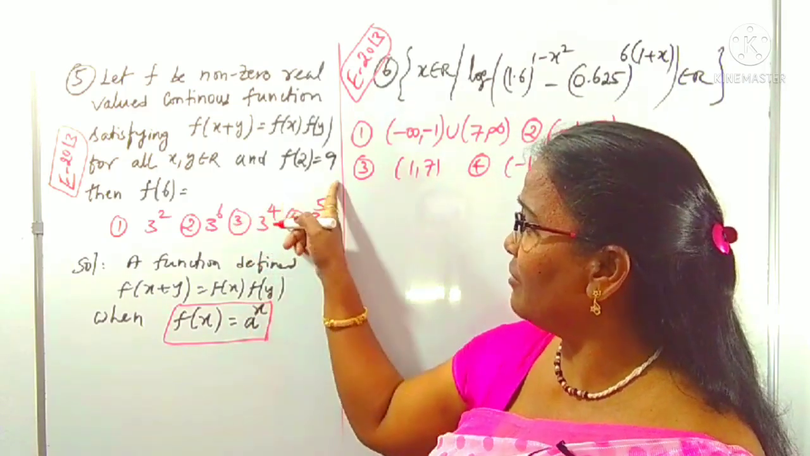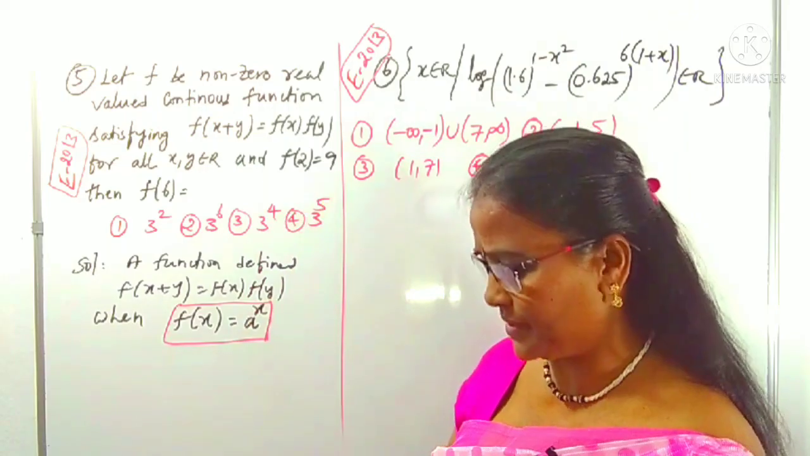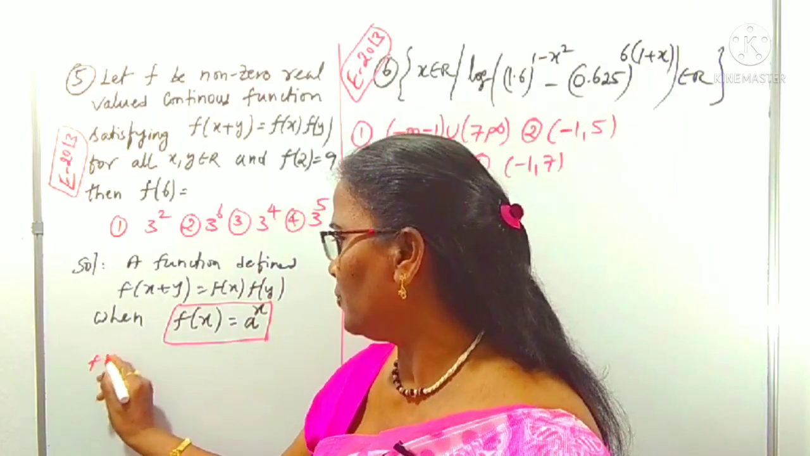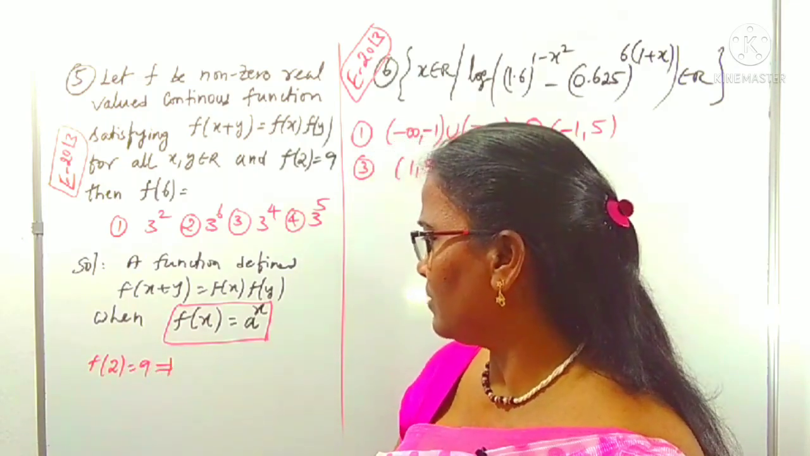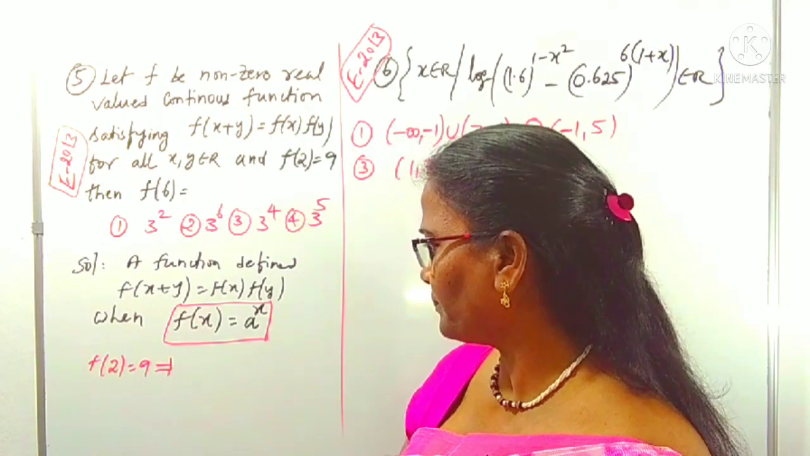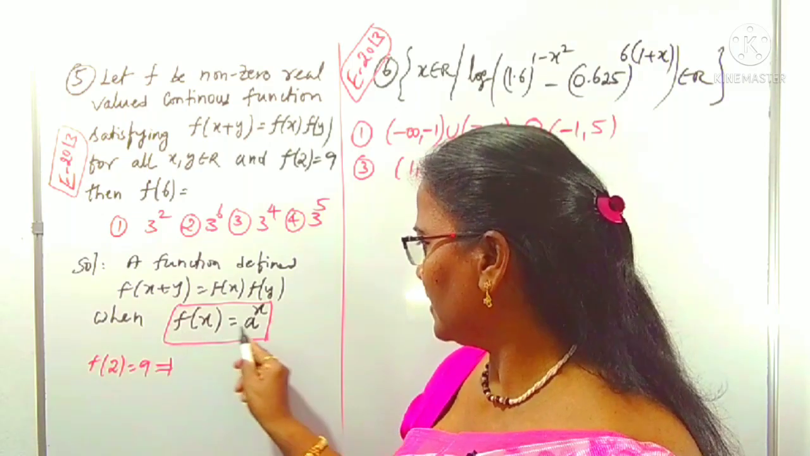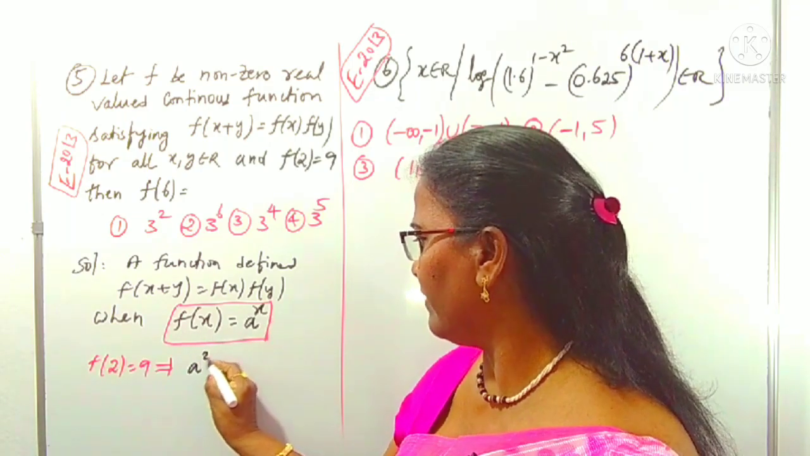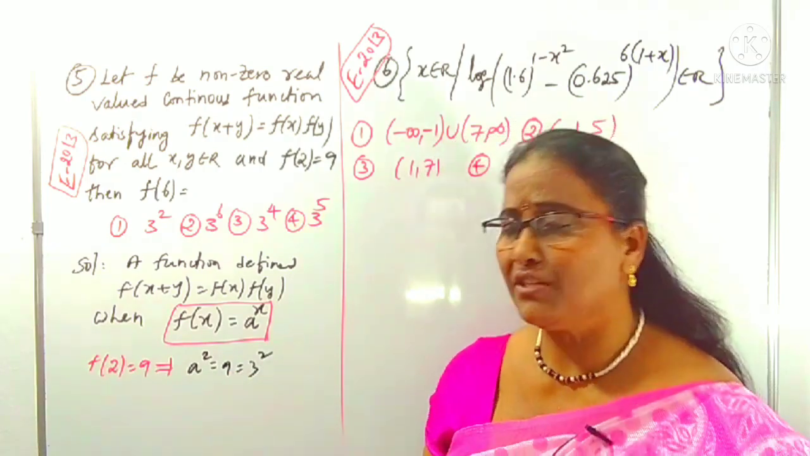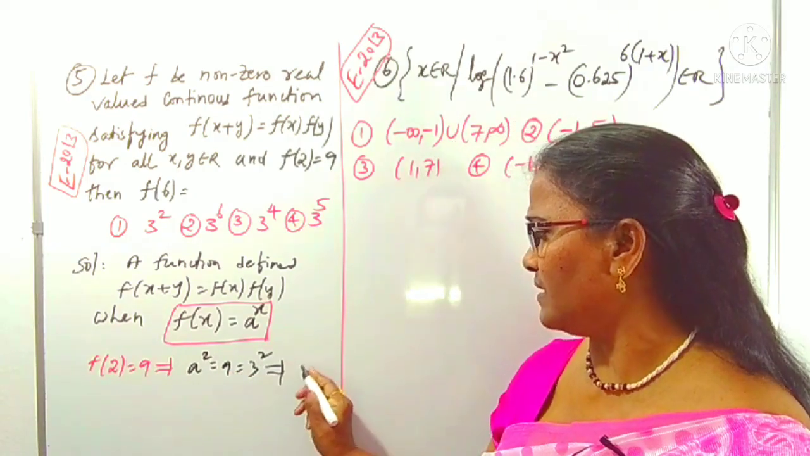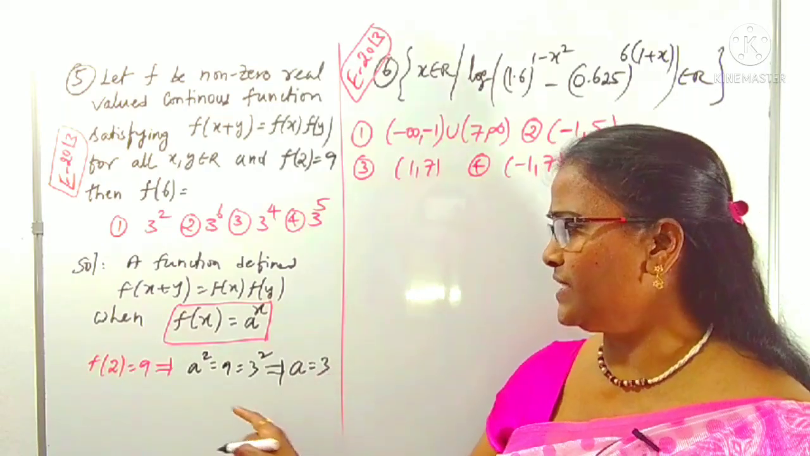the base, it is given that f of 2 is equal to 9. That one you have to use first. f of 2 means what? In place of x, take the 2. That means a square. a square is given as 9. That means 3 square. a square is equal to 3 square means indirectly a is equal to 3, or not? Yes. a is equal to 3.